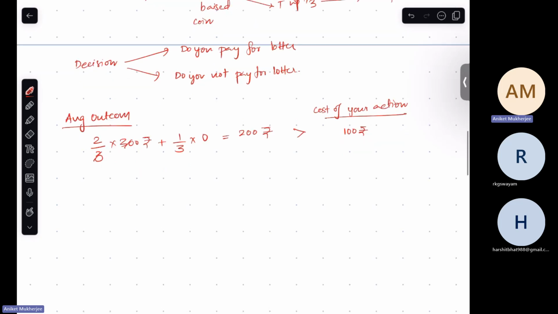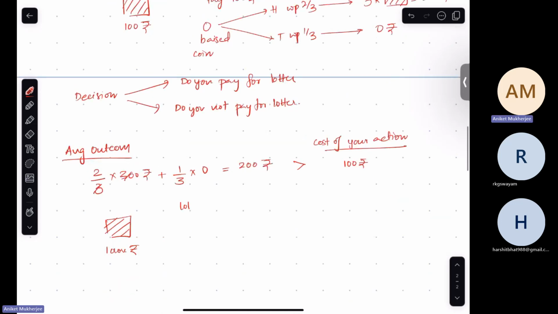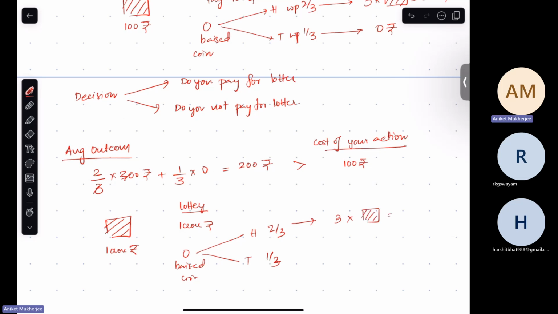Now, suppose I take the same setting and I have the same lottery, but now instead of 100 rupees, I have an item with a value of 1 crore. And for the lottery, I pay 1 crore, with the same biased coin. I get head with probability 2/3, I get tail with probability 1/3. And if I win, I get 3 times the same item of 1 crore, so I get 3 crores. And if I lose, I get nothing.